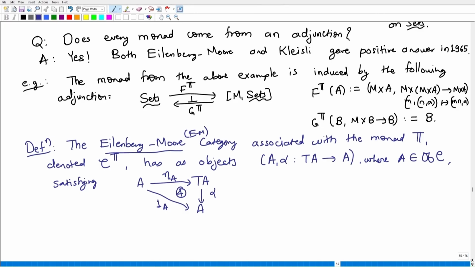Okay, so satisfying this property, and the second property is of course from TTA to TA and TA to A. So what should be the maps here? Tell me. Alpha, both of them are alpha. Very good. This is T alpha, and this one is mu sub A.